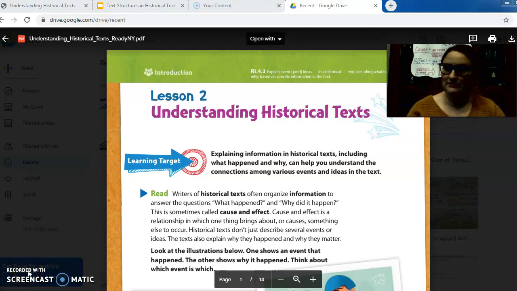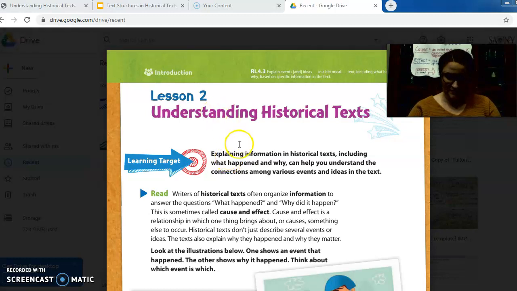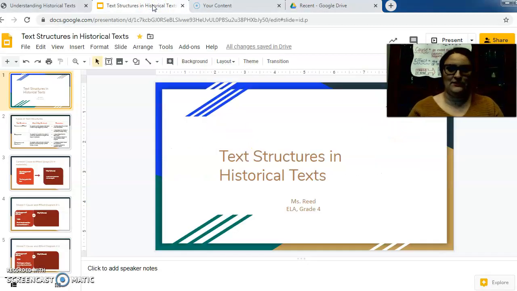Today we're going to be talking about how to understand historical text using specific text structures, specifically the text structure of cause and effect. So in order to be able to follow along, you're going to need the student materials that looks just like this. And I'm also going to be bumping back and forth between this presentation. You also have access to this on Google Classroom.